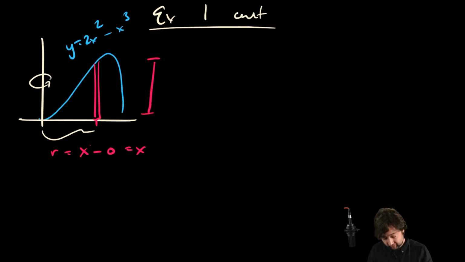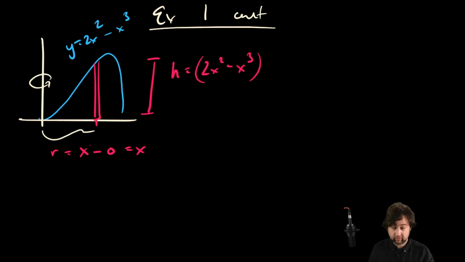Okay, so now what's the height of the rectangle? Well, the height of our arbitrary rectangle, or representational rectangle, is going to be h is equal to 2x squared minus x to the third, because that's the top curve, minus 0, because that's the bottom curve. Finally, I need to know the depth of the shell that's coming out. So the depth is equal to the width of this rectangle. Well, since it's skinny in the x direction, this is delta x wide.